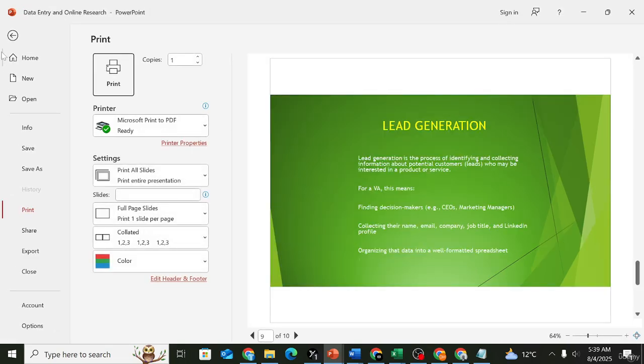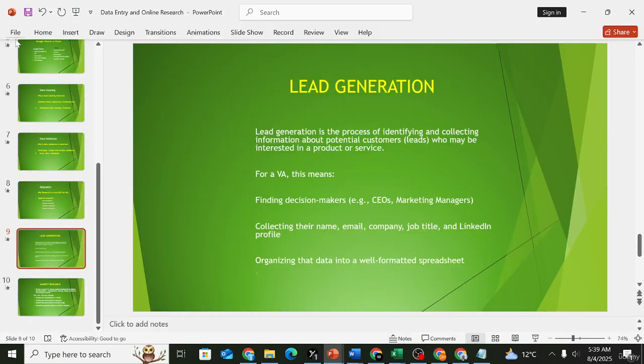So guys, what is lead generation? In very simple terms, lead generation is the process of identifying and collecting information about potential customers. Potential customers in this case are the leads, people who may be interested in a particular product or service.